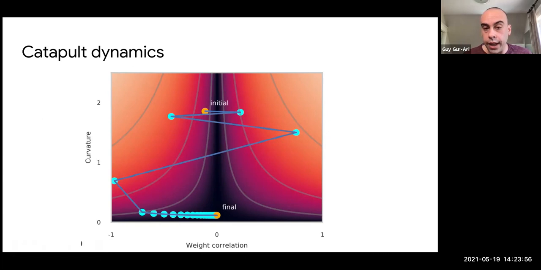So this is what we call the catapult dynamics. It's not a linear model anymore. There's something more complicated going on. And so this is sort of one loophole in this neural tangent kernel theorem. If you train with a learning rate that's too large, you don't get a linear model anymore. The full neural network dynamics are more rich.